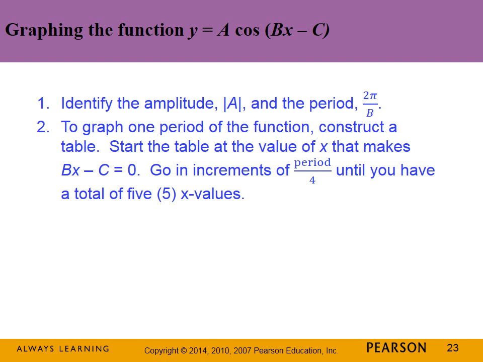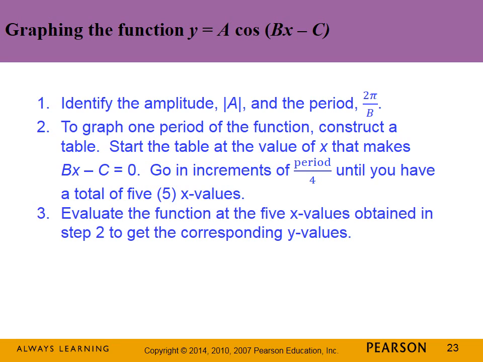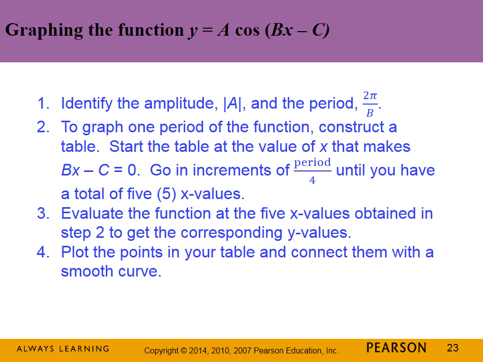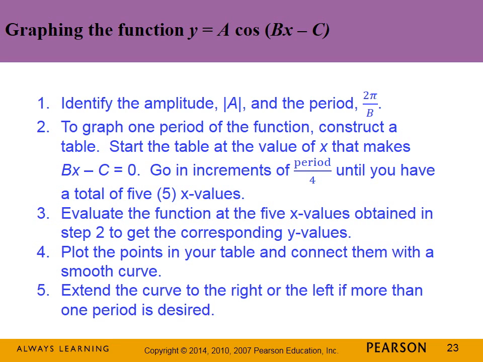And then in order to graph one period of the function, you're going to make a table. You're going to start the table at the value of x that makes bx minus c equal 0. And you're going to go in increments of period divided by 4 until you have a total of 5 x values. If this looks exactly the same as the procedure I described for graphing a sine function, that's because it is. It's exactly the same, no difference at all. So let's do it.